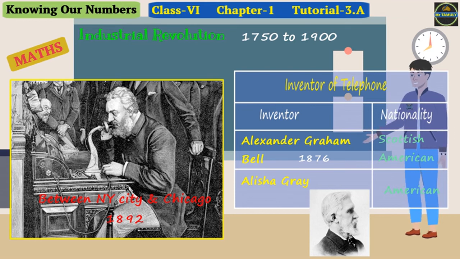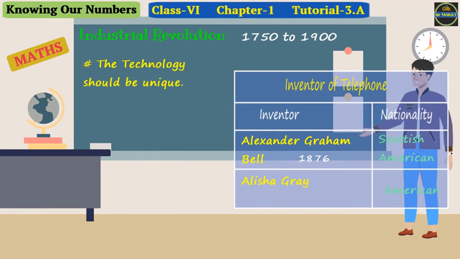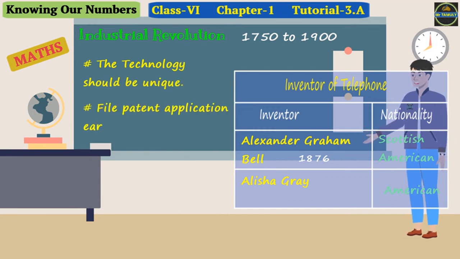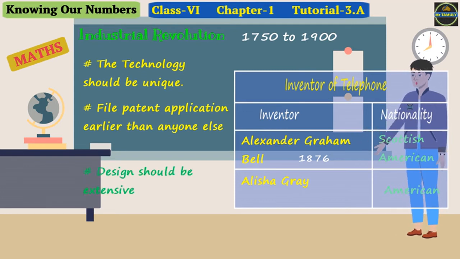But for winning the credits, here are some of the most essential criteria. First of all, your technology must be absolutely unique. You should apply for the patents earlier than anyone else. The design and the detailing of the device or technology should be done most extensively, and so on.